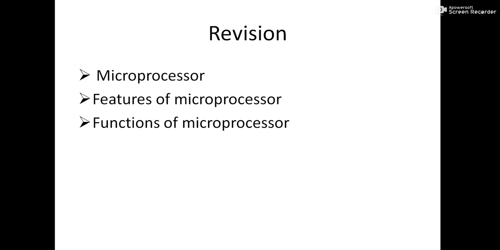If you see the word microprocessor, you can find two words. One is micro and other one is processor. What do you mean by micro? Micro means small. And what is processor? Processor is a device which is able to process the operation. So what is microprocessor? It is a small electronic device or IC which has processing capability.